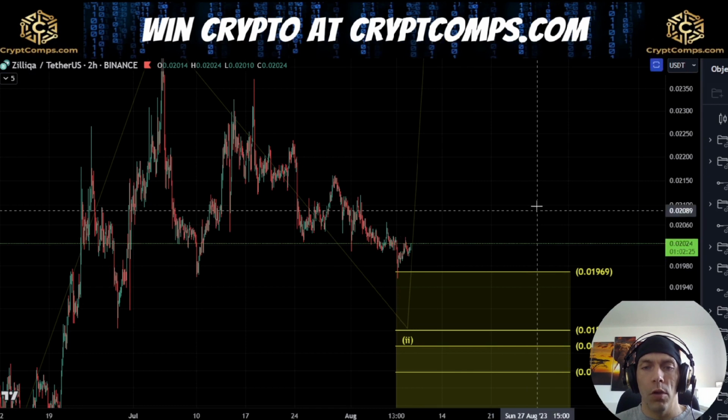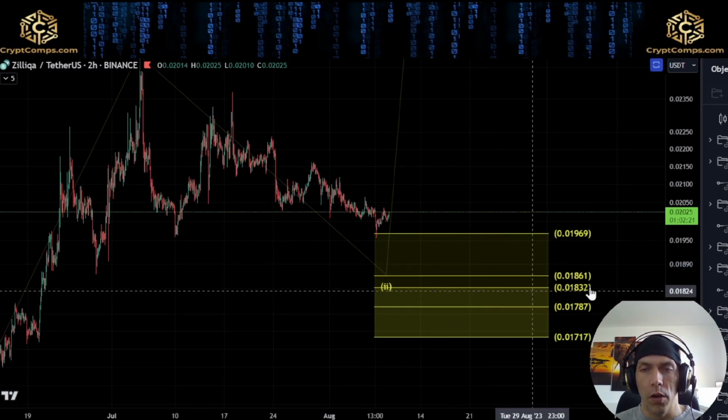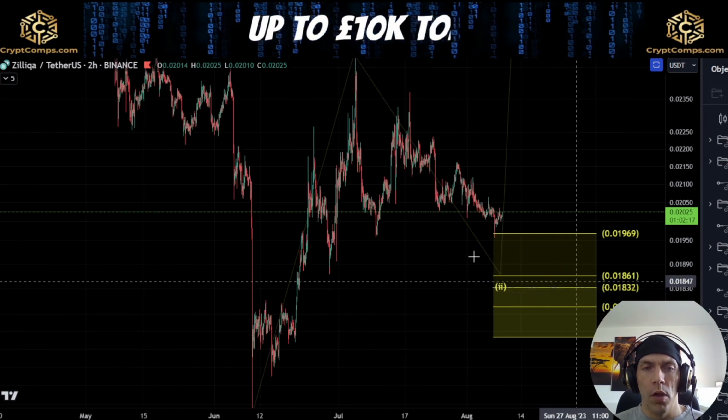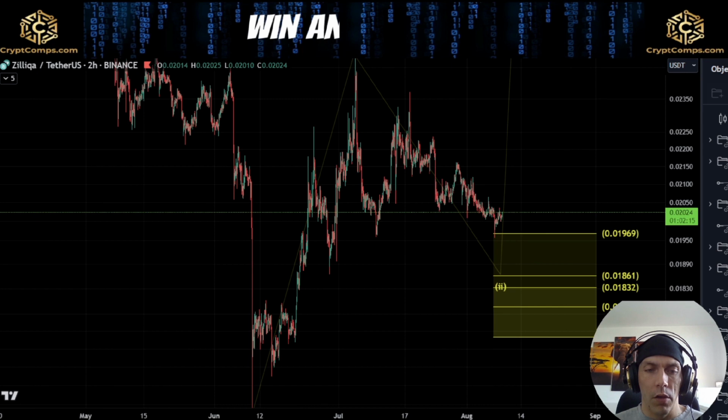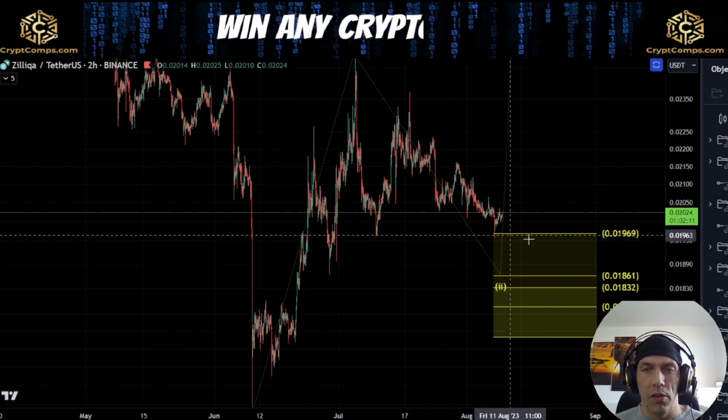Otherwise, we could still have potential to see price come back down here towards this golden pocket area of 1861 to this 1832, which would be quite an interesting zone because of this little low that we've got over here, which we could look to potentially retest.